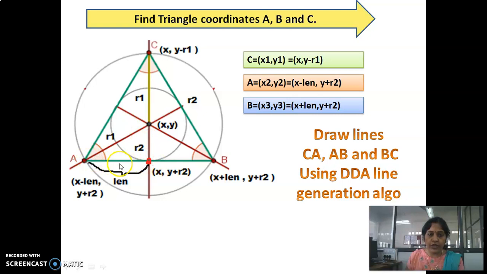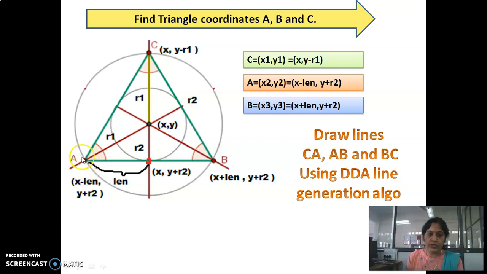So easily we can find out the length of this lower side of this triangle. This is nothing but length square equal to R1 square minus R2 square. So length equals square root of R1 square minus R2 square. By using that formula, we can calculate the length, as the coordinates of this point are nothing but x comma y plus R2. Similarly we can find out the coordinates of A: x minus length, that is the x coordinate, and y plus R2.